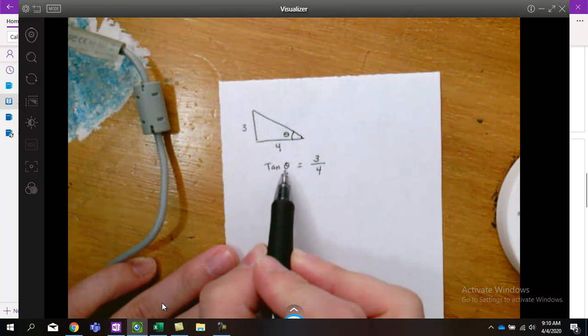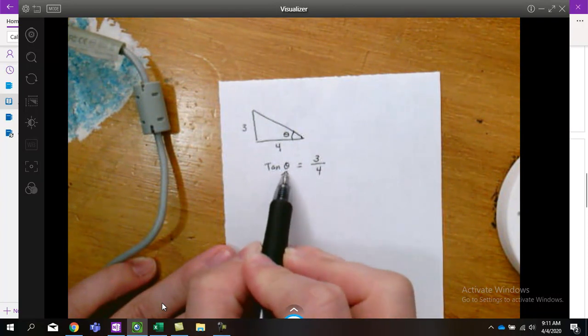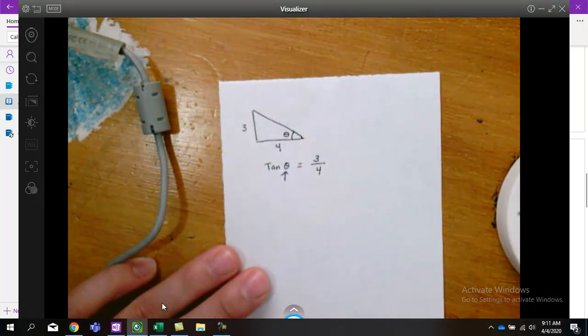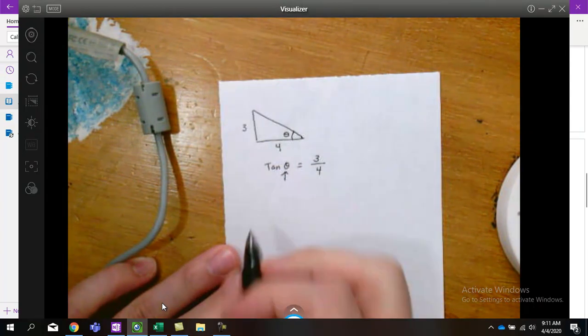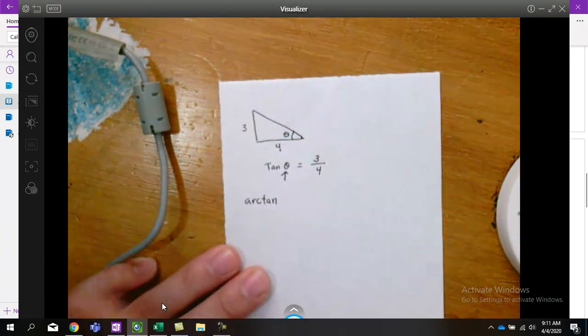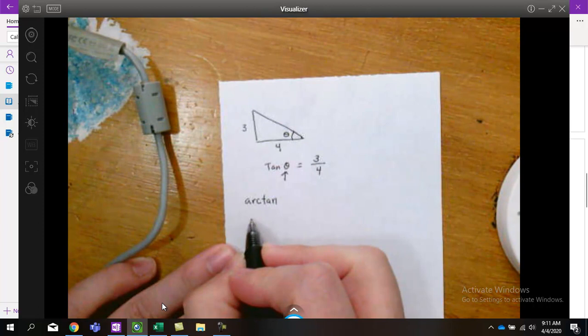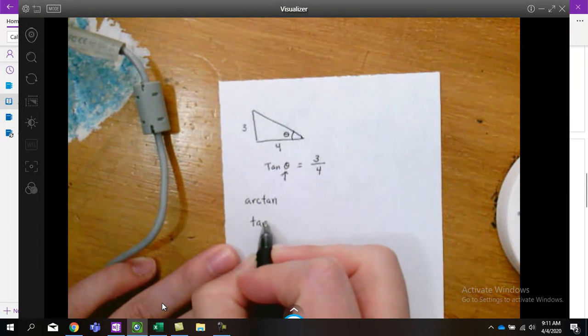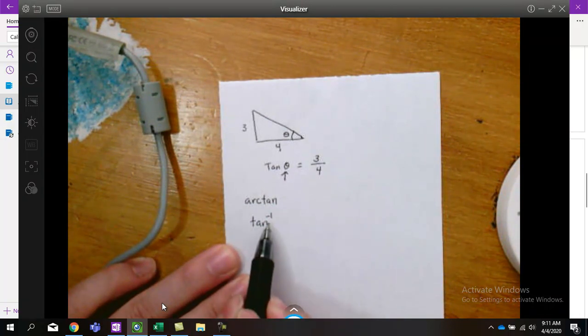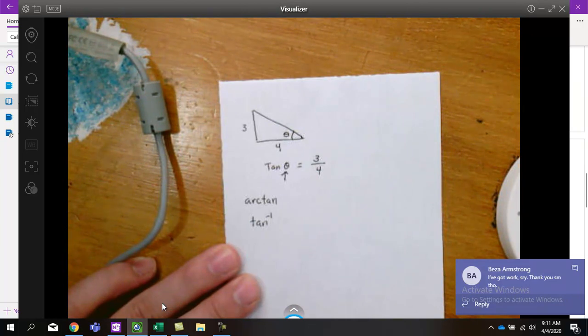And so the question is, how do we get theta alone? The way that we're going to get theta alone is by using what's called its inverse, or sometimes what we call an arc. So there's two terms for it. There's an arc, and that's something you'll see listed in pre-calculus, but you'll use that same language. On a calculator, it usually shows up as tangent inverse, or tan inverse. That -1 exponent tells me that I'm going to undo or reverse the tangent.